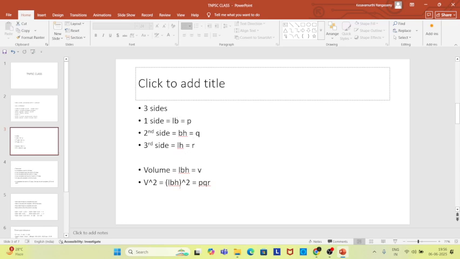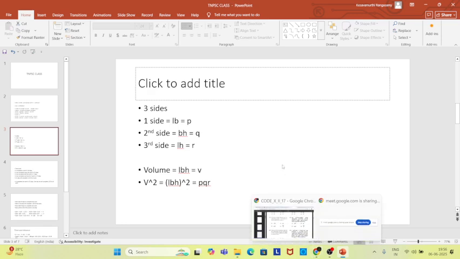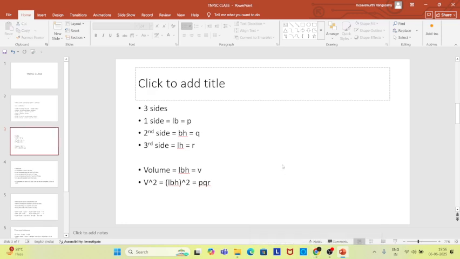Isn't it? And if you multiply these 3, it is equivalent to multiplying P, Q and R. So the volume square will be PQR. Understood? Anybody who cannot understand?